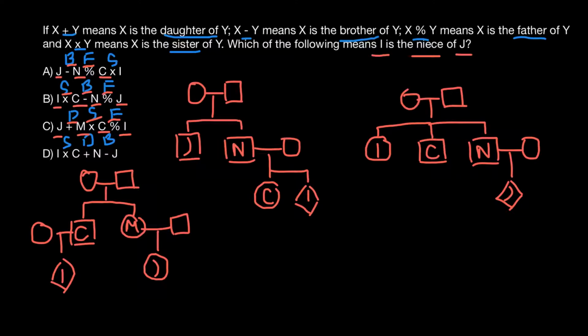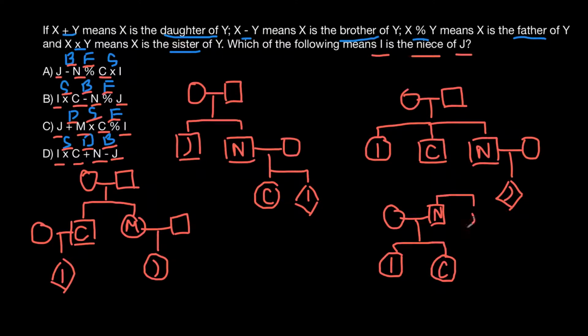Now let's check answer D. I is a sister of C. And C is a daughter of N. And N is a brother of J. So N has to be this person in order to be a brother of J. The sex of J is not specified. We also can add the parents here.